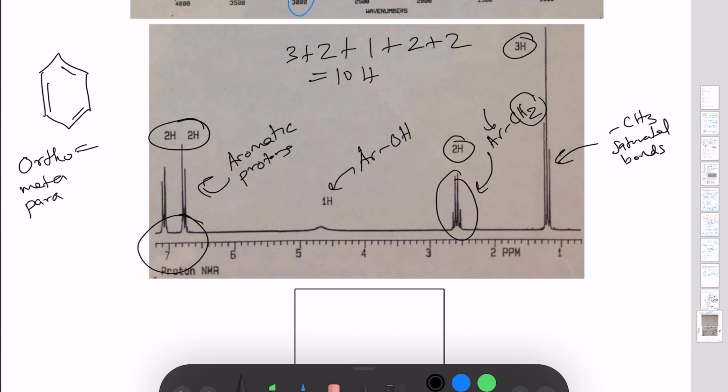Now, ortho is if they're just attached to carbons that are adjacent. Meta is when they're not adjacent, they're separated by 1 carbon. And para is when they're basically on opposite ends of the ring. So the question then becomes, how are these 2 groups positioned relative to each other? And that also affects where the 4 protons are positioned.